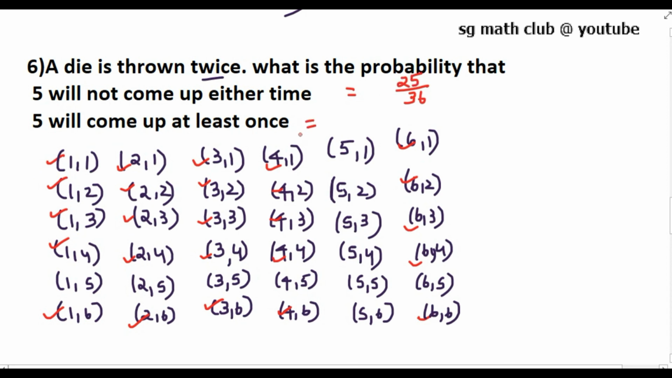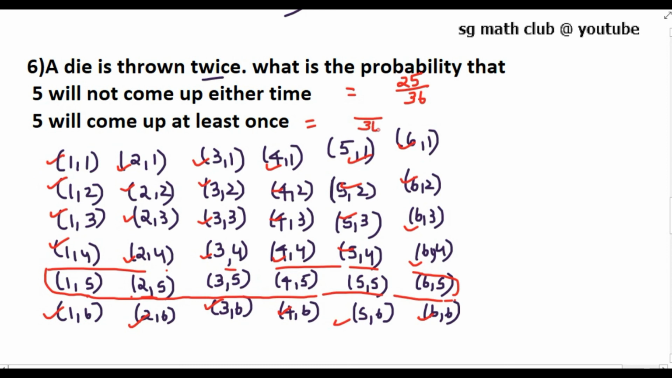5 will come at least once. So 5 will come at least once means all this we can write. These possibilities we can take. So 6, these 6 cases, again 7, 8, 9, 10, 11. Total number of outcomes is 36 and 11 favorable cases are there.